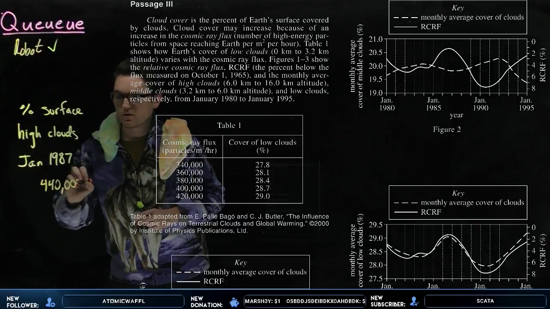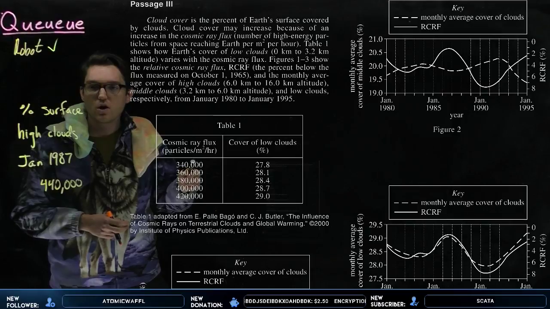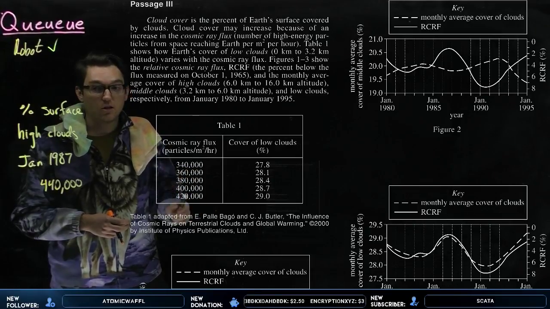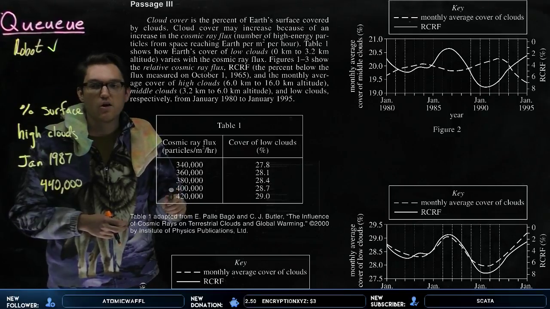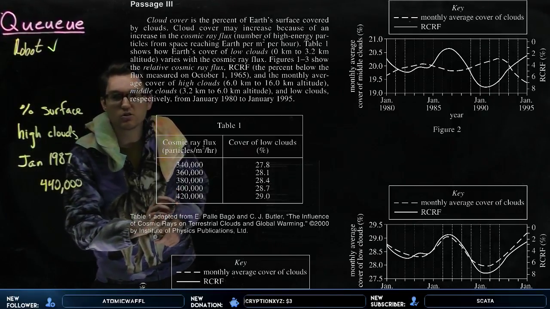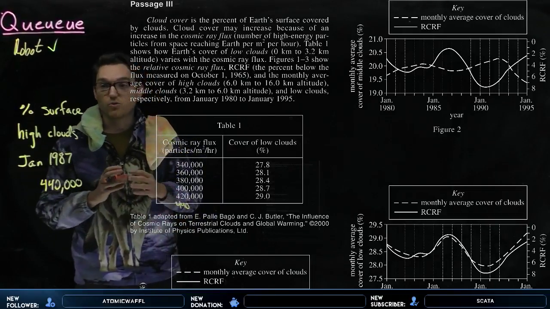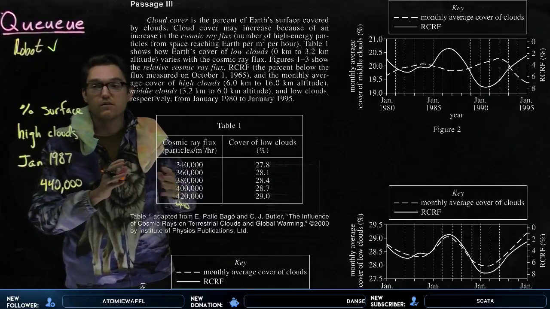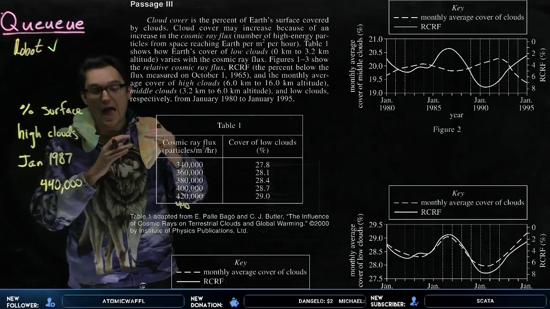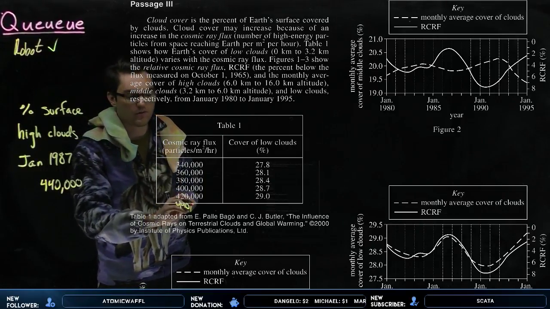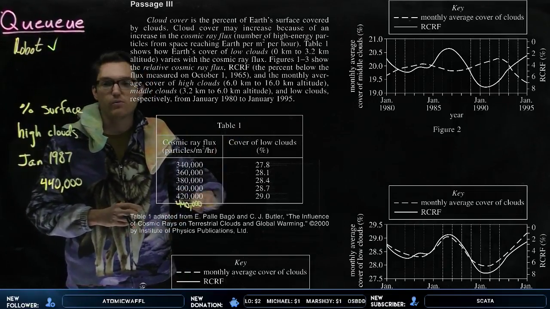440,000. Okay, well, let's look at all of our cosmic ray flux data points. We don't have 440,000. It gets close to it, though. As you can tell, it's going up by 20 each time, or rather 20,000. 440,000 would be the logical next one, okay? So when you have questions like this, it's great for you to put a little line or some kind of indicator where this new point would go, so you can see what's happening in the data as you approach that point. So 440,000 is what we're looking at, and it's asking you about the cover of low clouds, what we're going to have when we have 440,000.